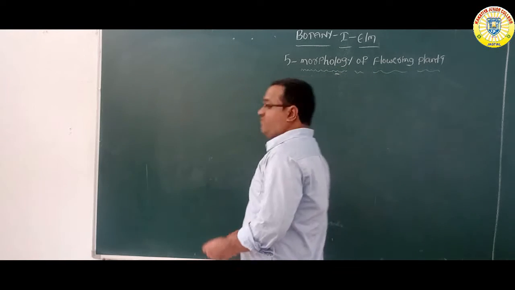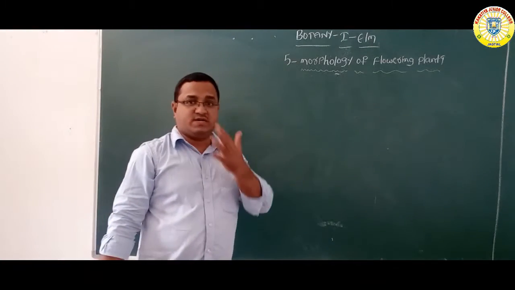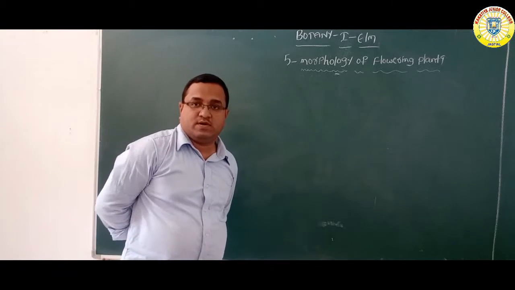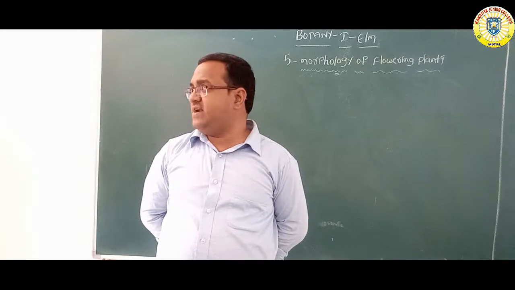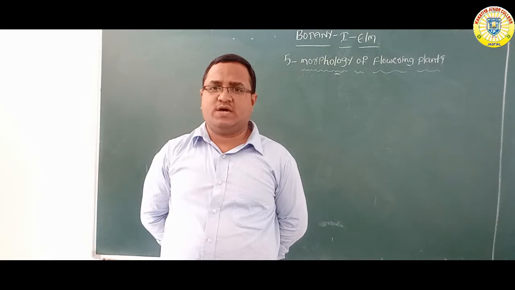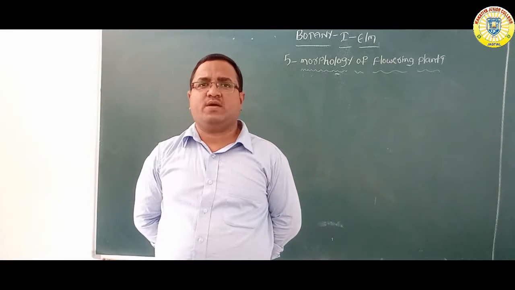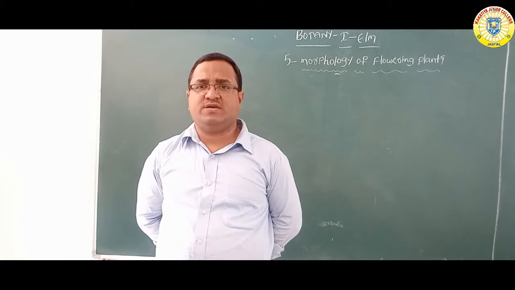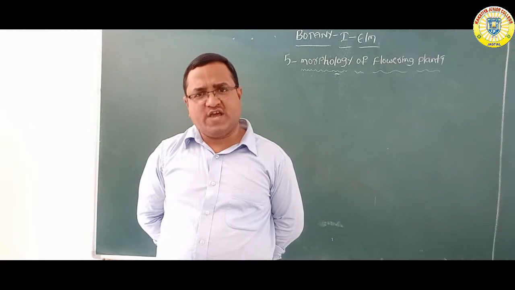Okay, now morphology of flowering plants. In that we already discussed the root, taproot system, fibrous root system, adventitious root system, root regions of the root cap, region of meristematic activity, region of elongation, region of maturation, and root modifications.